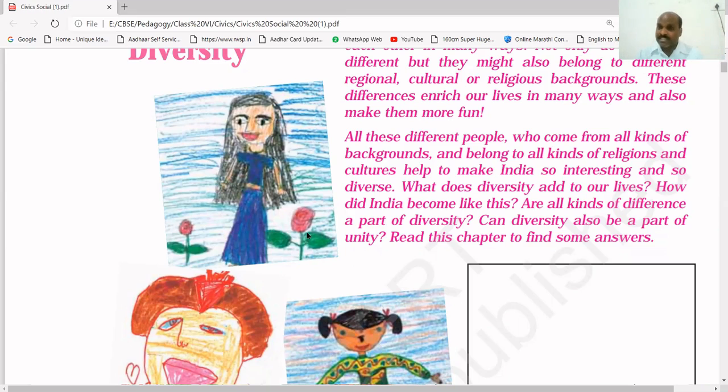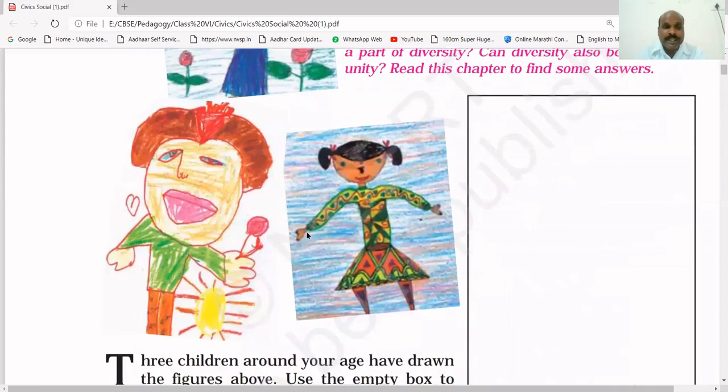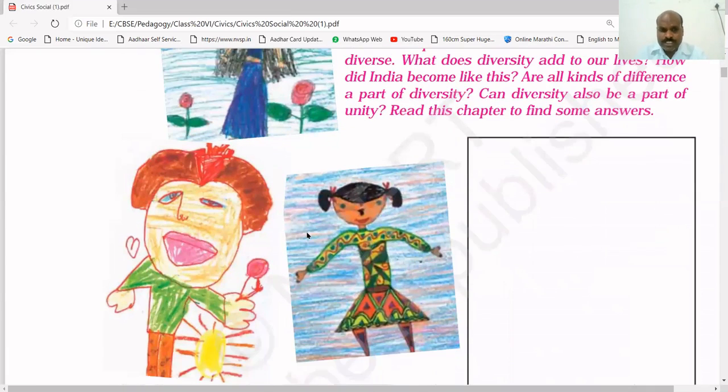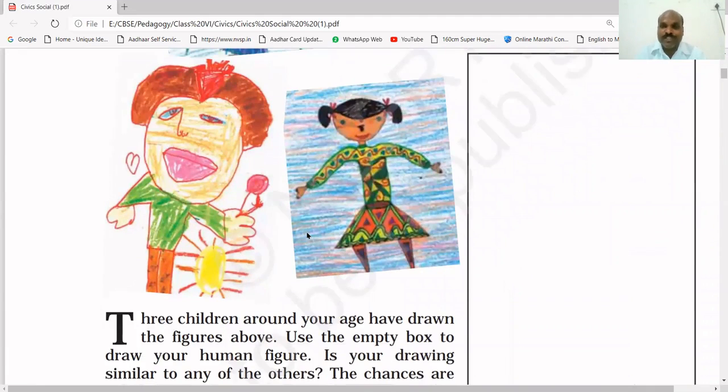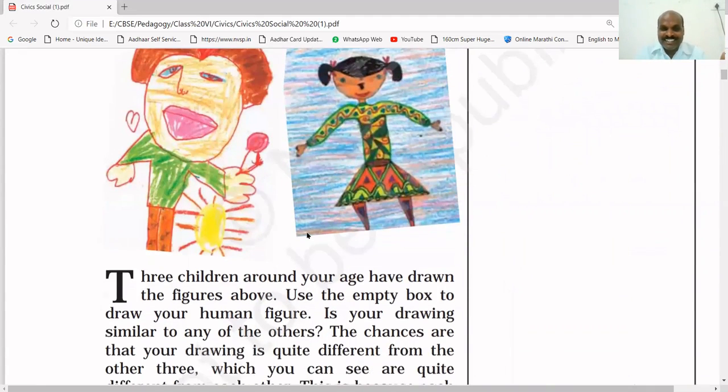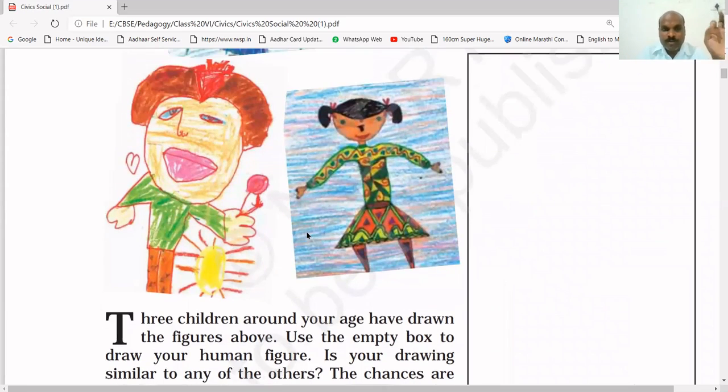Don't think all these differences are just diversity. Then another question you can ask: in the midst of this much diversity, how can we create unity? That's also a question. All these questions we are going to address and find answers for. We will help you to find the answer for yourself. Look at these three drawings, human figures drawn by three students at your age. Look at the three figures, they look different, not similar.